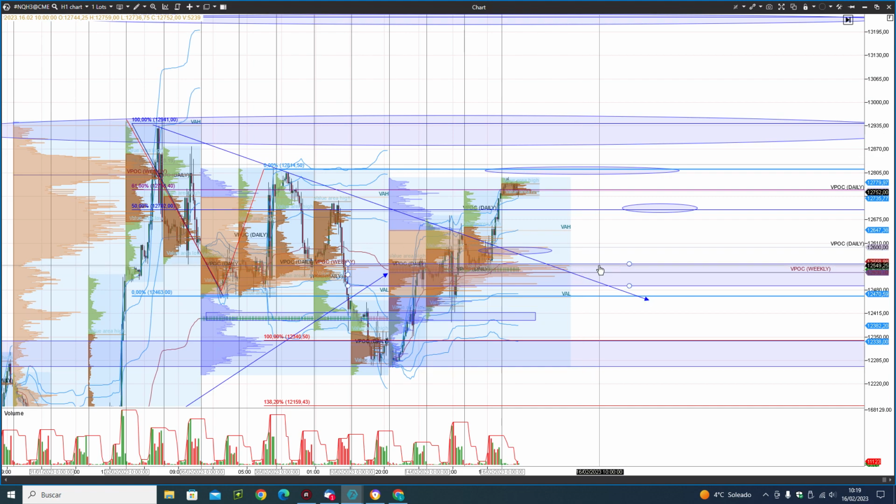the next step would be this high volume node at 12,594, and this price action zone that begins at 12,551 to 12,491.